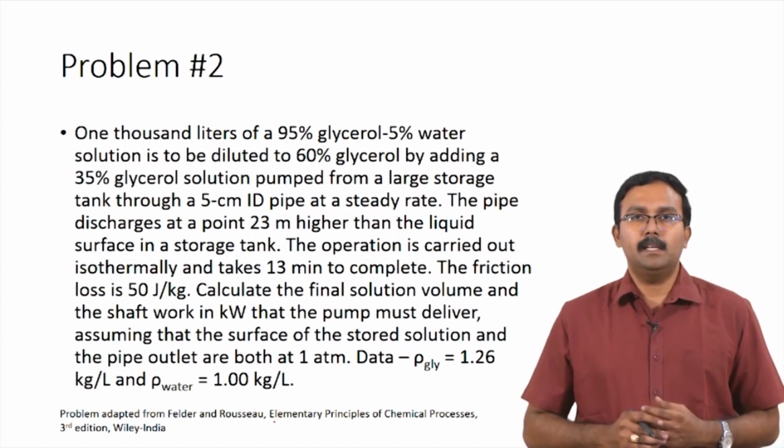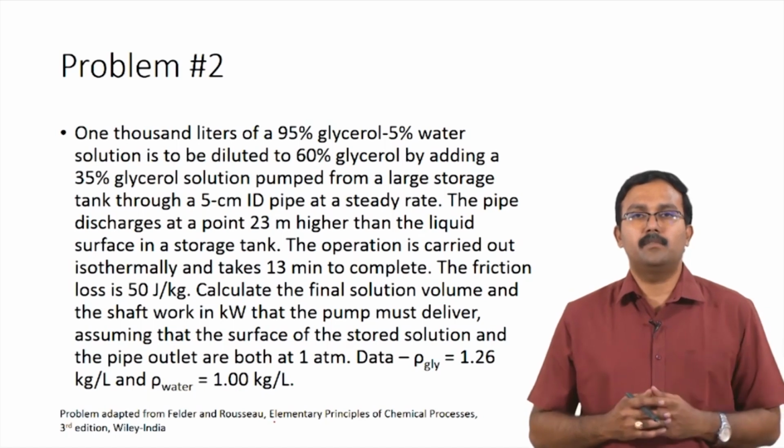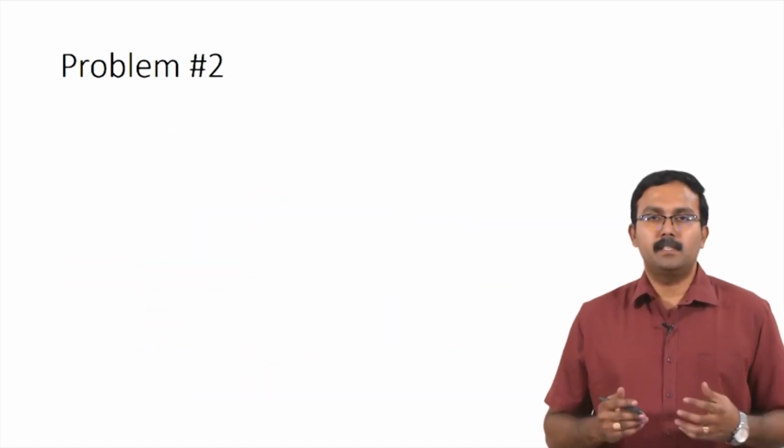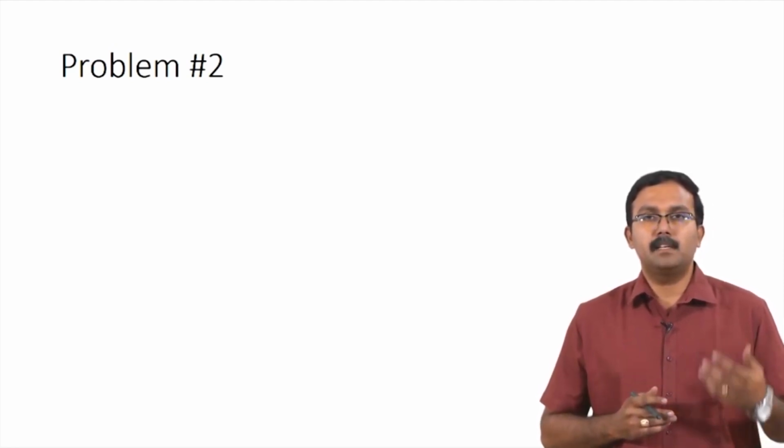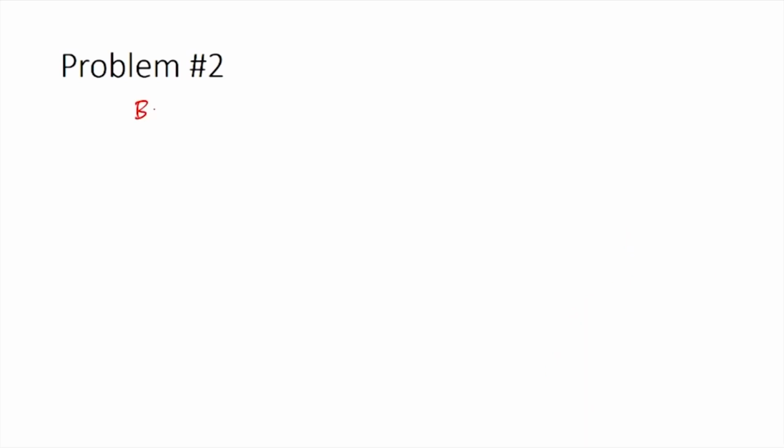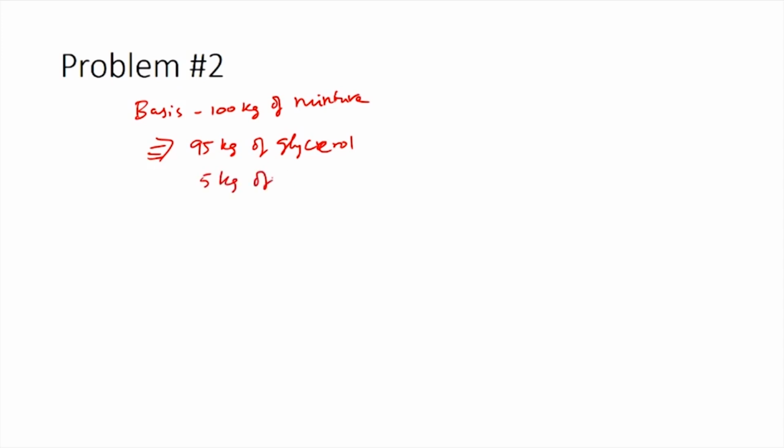With that assumption in mind, let us first calculate the density of this mixture, so that we can calculate the mass of the mixture. Let us first calculate for the 95% mixture. For calculating the density of the 95% glycerol mixture, we will assume a basis of 100 kilograms of mixture. So, this 100 kilograms of mixture will contain 95 kilograms of glycerol and 5 kilograms of water.